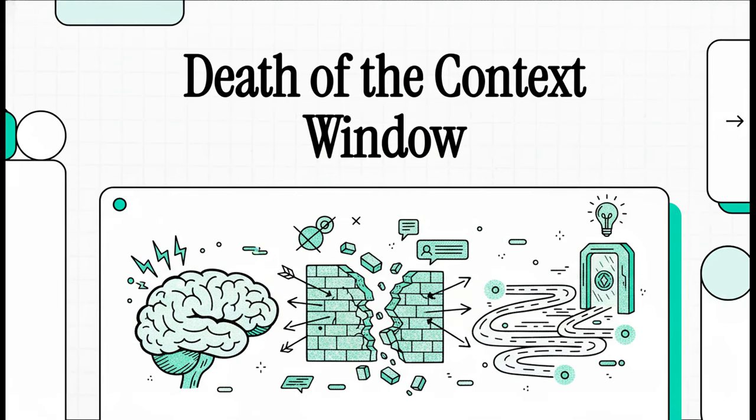Today, we're going to break down a fundamental shift happening in AI architecture. It's a move away from a metric that, let's be honest, the entire industry has been obsessed with, toward a new way of thinking that could make the context window itself, well, obsolete.